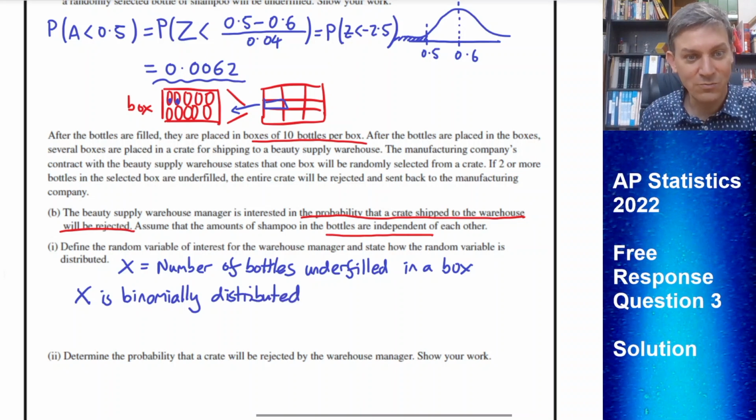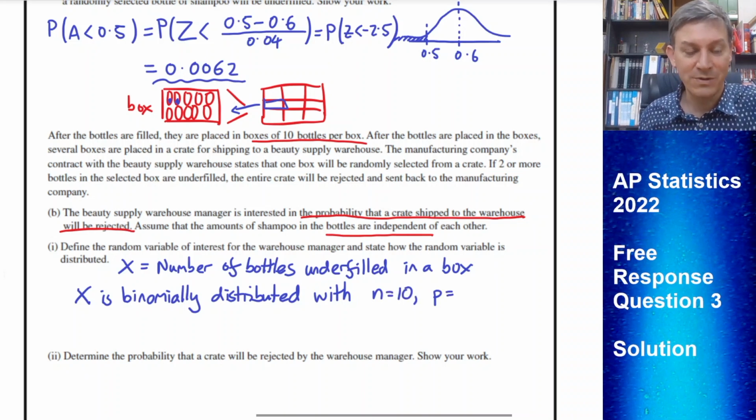Why is it binomially distributed? One more time, because you're doing something 10 times, so that's the number of trials of the same thing, and each time you do the trial, you have the same probability of finding an underfilled bottle. So therefore, this is binomially distributed, and hopefully you know that the binomial distribution is determined by 2 parameters. N is the number of trials, so here that's the number of bottles in a box, 10. And P is the probability that a bottle is underfilled, so here 0.0062. Okay, so that's the answer to part 1.